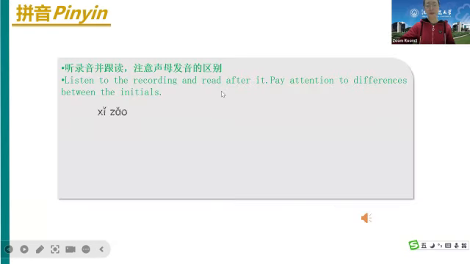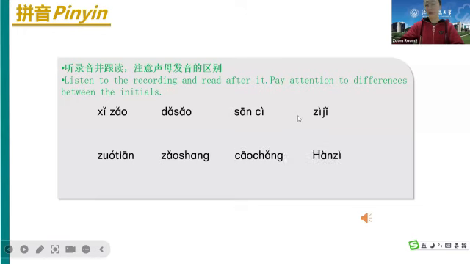So I think it's time for today's class to be over, and we'll continue to do the exercise tomorrow. We're going to learn the new words and the text of lesson 3 tomorrow. After the class, please listen to the recording and read after the recording and review the old lessons by yourself. Okay, I think let's just stop here, and that's all for today's class.